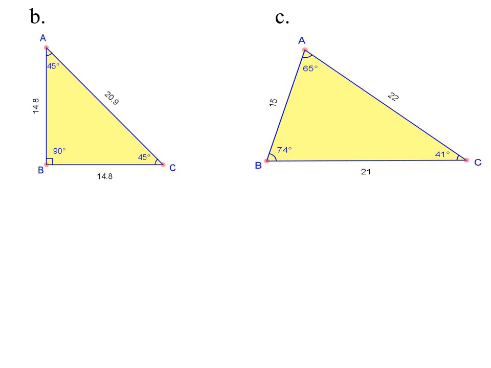So here's two more to classify. The first one, part B, you have a 45, 45, 90 degree triangle. Because of the 90-degree angle in the corner, I know this is a right triangle. And you might notice that two of the sides are the same. One of them is 14.8, the other one is 14.8. The hypotenuse is different. So you have two sides that are the same and one that's different. That is an isosceles triangle.